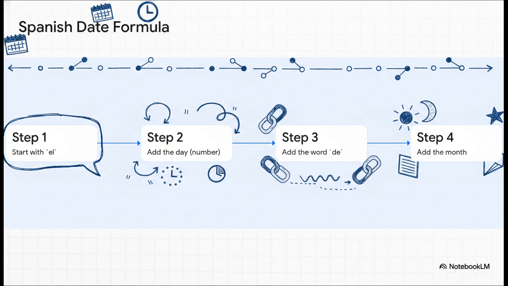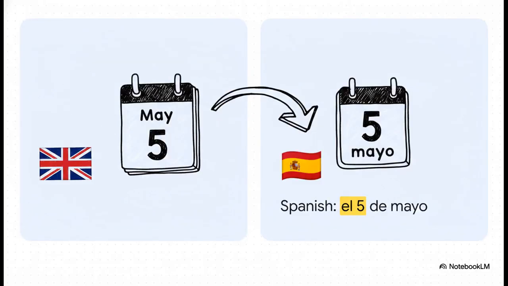Easy, right? This slide right here really nails the biggest difference. In English, we say May 5th, but in Spanish, the whole thing is flipped around to the 5th of May. The absolute key takeaway here is that the day always comes before the month.